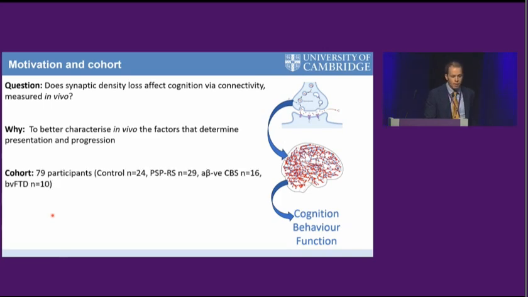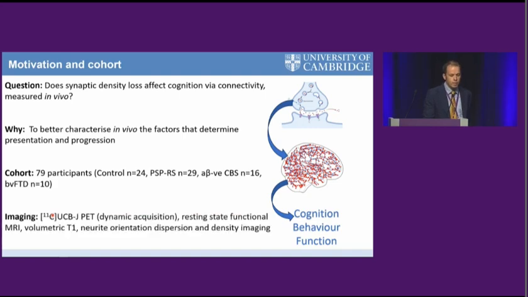So our cohort was 79 participants: 24 controls, 29 individuals with PSP Richardson syndrome, 16 amyloid negative corticobasal syndrome, and 10 people with behavioral variant FTD. There were no differences in age or sex between groups. And as I described, it is a multimodal imaging study with dynamic acquisition for the UCBJ PET.